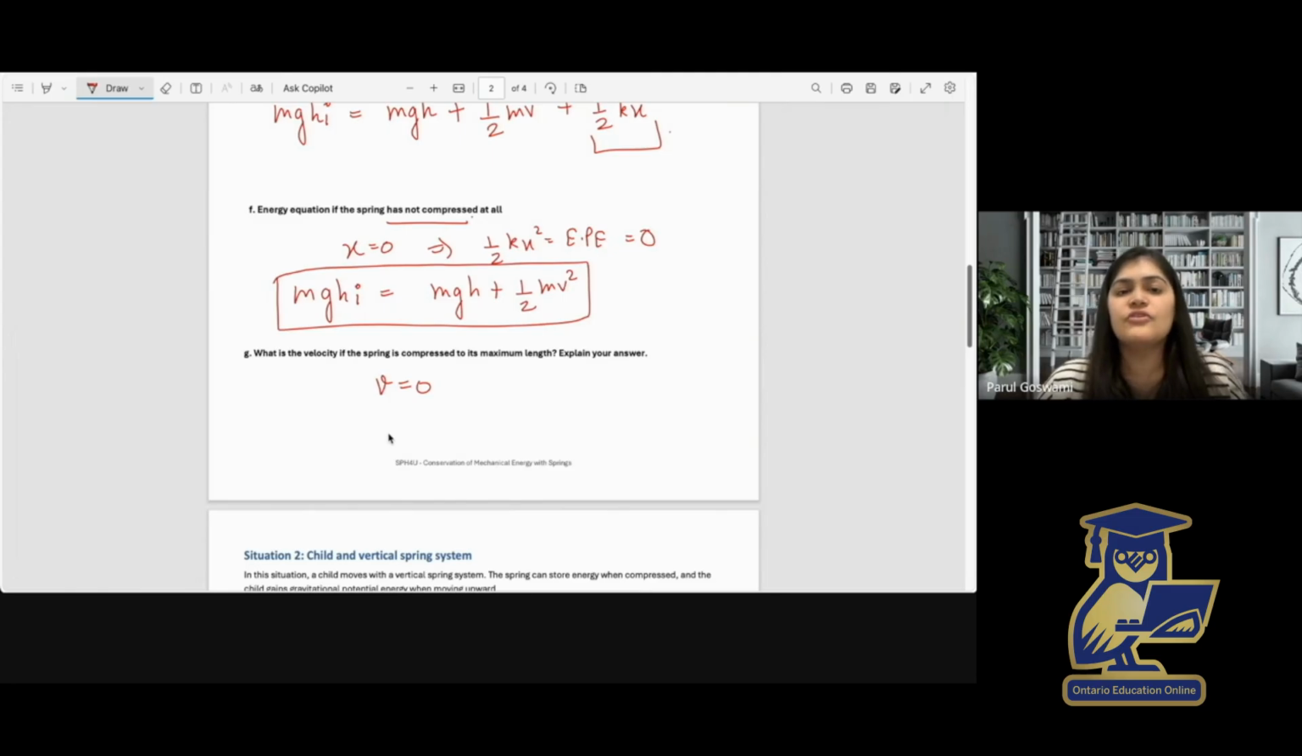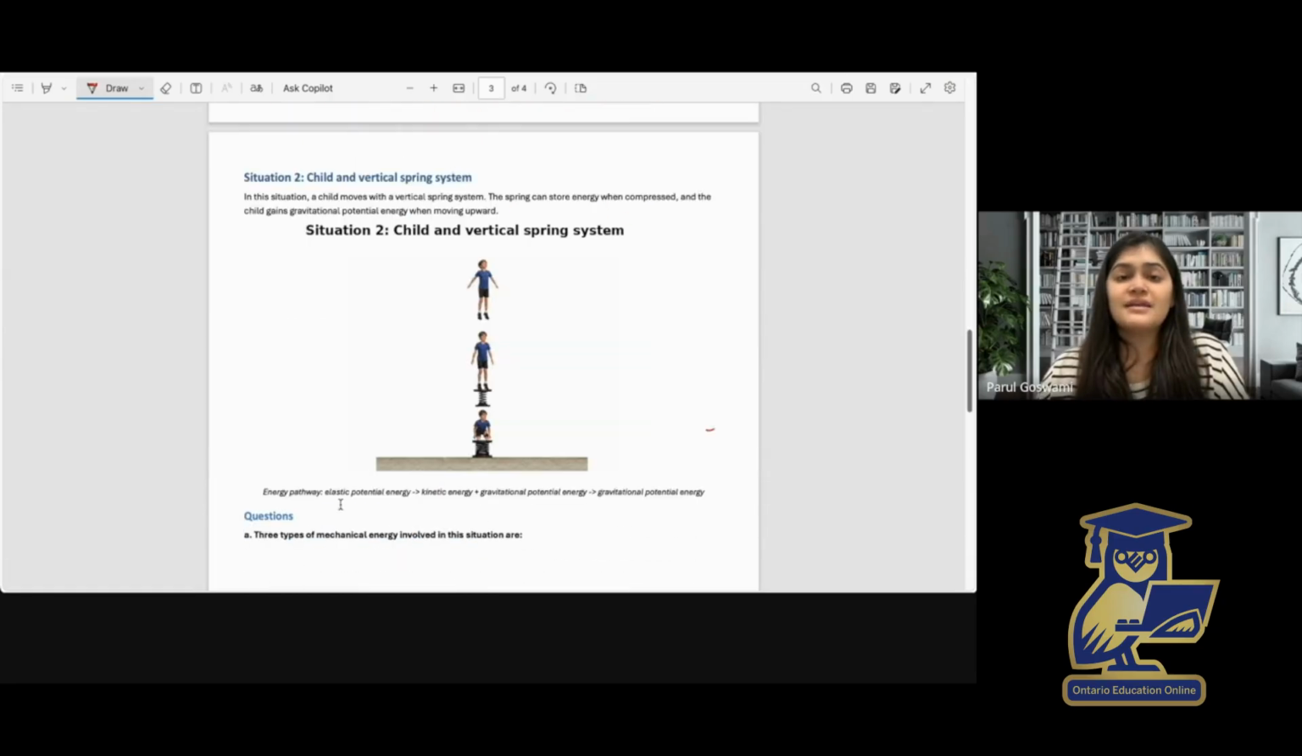So the answer is velocity is 0 at maximum spring compression at that particular moment. Now let's analyze the second situation. In this situation, a child is on a vertical spring system. The spring is compressed and then it pushes the child upward. So let's see step by step what is happening.